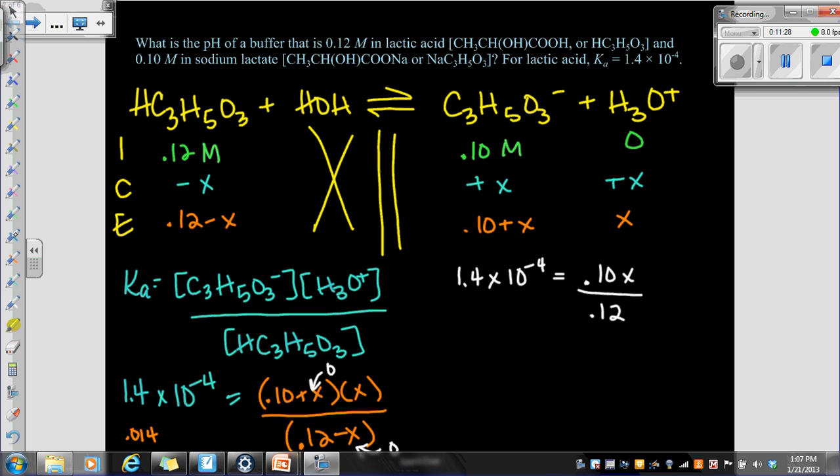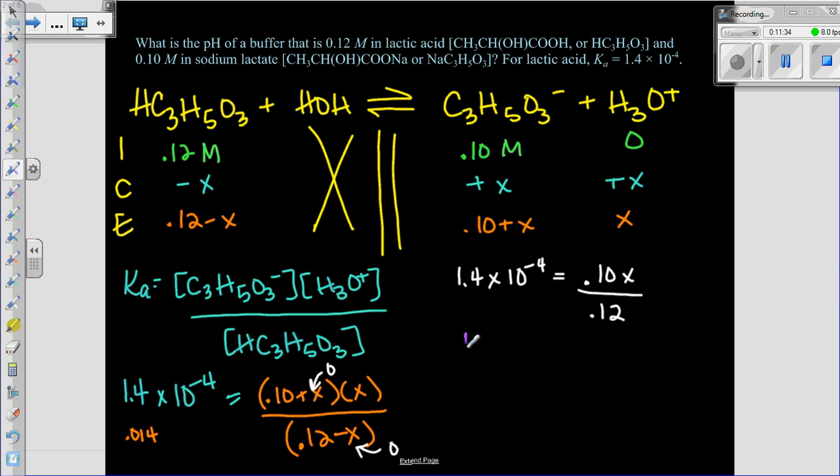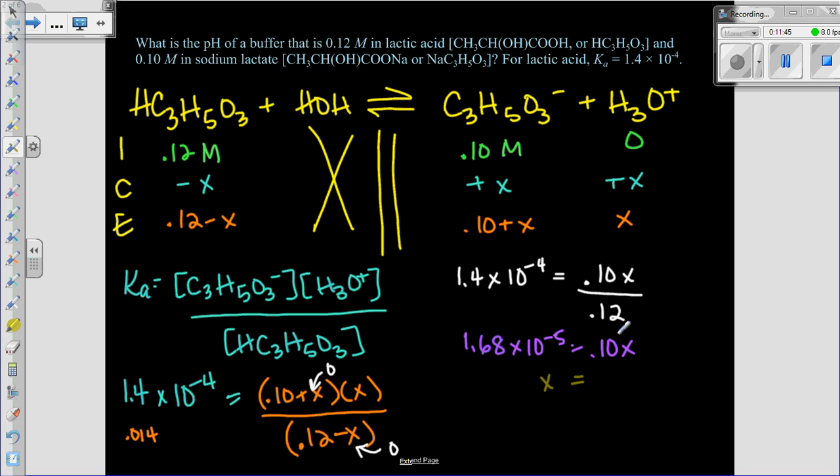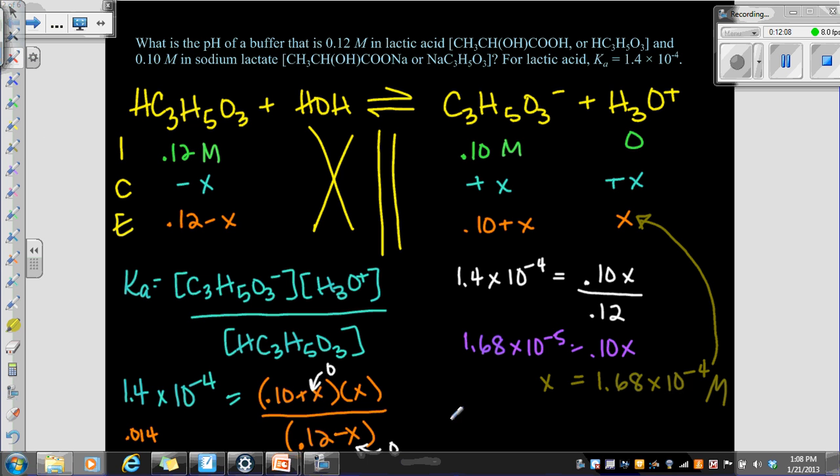Okay, so when I take 1.4 times 10 to the negative fourth times 0.12, I get 1.68 times 10 to the negative fifth. That equals 0.10x. If I divide both sides by 0.10, I get 1.68 times 10 to the negative fourth. That is telling me the concentration of the hydronium ion. I could find the concentrations of the others if I wanted to, just substitute this 1.68 times 10 to the negative fourth into both of these, but it's not asking me to do that.